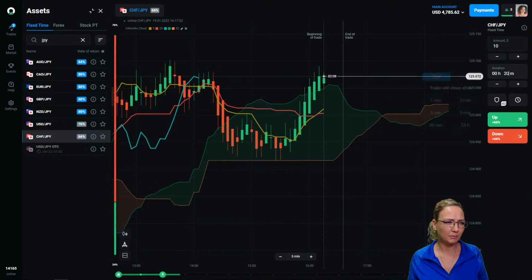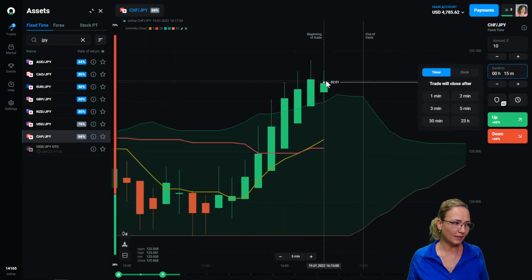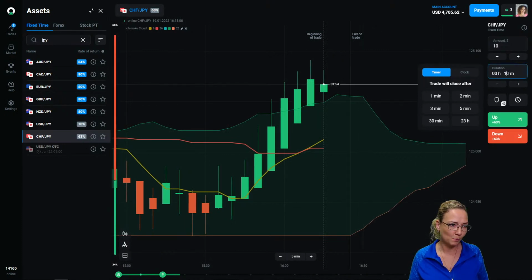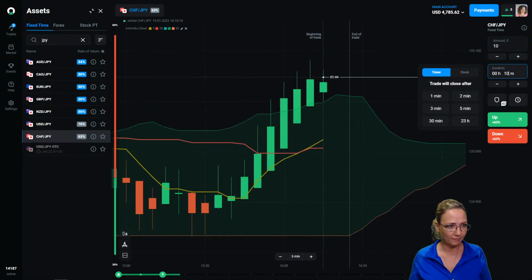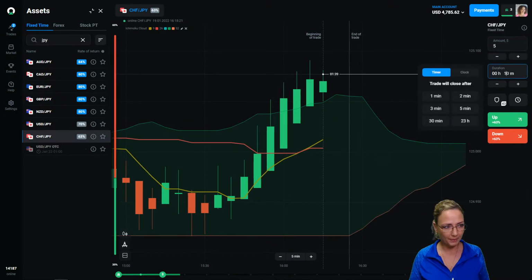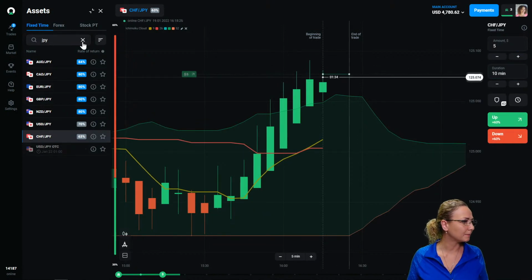Let's see. So this is the 5-minute time frame. So we'll go for 15 minutes. Although I don't like it. You see how the candle has a wick above and below? So the trend is kind of slowing. Therefore, let me just lower this a little bit so that we can try it. I'm thinking about 10 minutes. All right, let's take a peek.